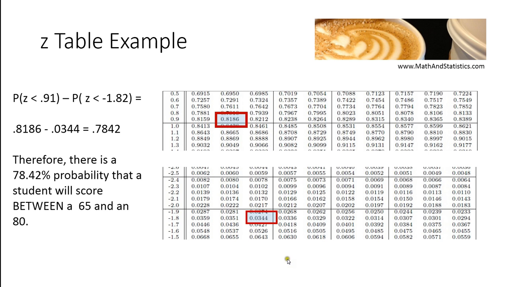So that's a lot of information, but it explains in detail how to use the zTable to calculate probabilities above, below, and between, how to convert any x value into its equivalent z value, and a reminder that you can do this if your data is normally distributed and if you know the mean and standard deviation of your data set. Thank you for joining me.